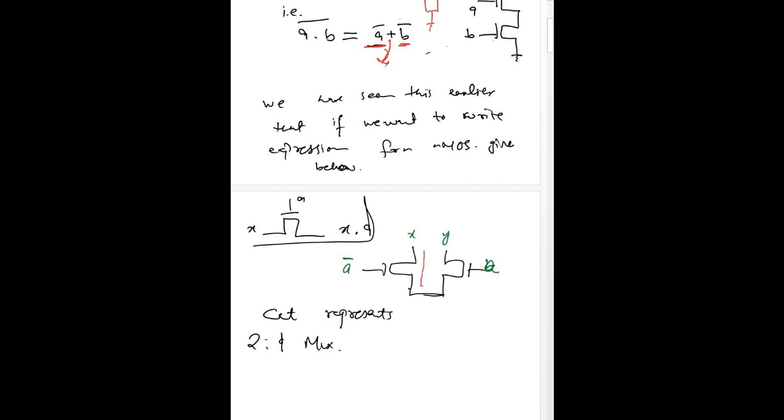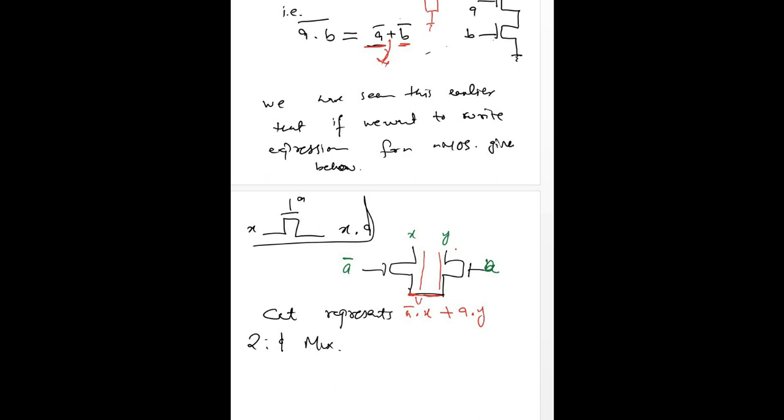Because this side represents A bar dot X and this side represents plus A dot Y. It means only one can be transferred to this node here, either X or Y. We cannot transfer both at the same time. So this is a simpler logic which can be used to model our 2 to 1 mux.